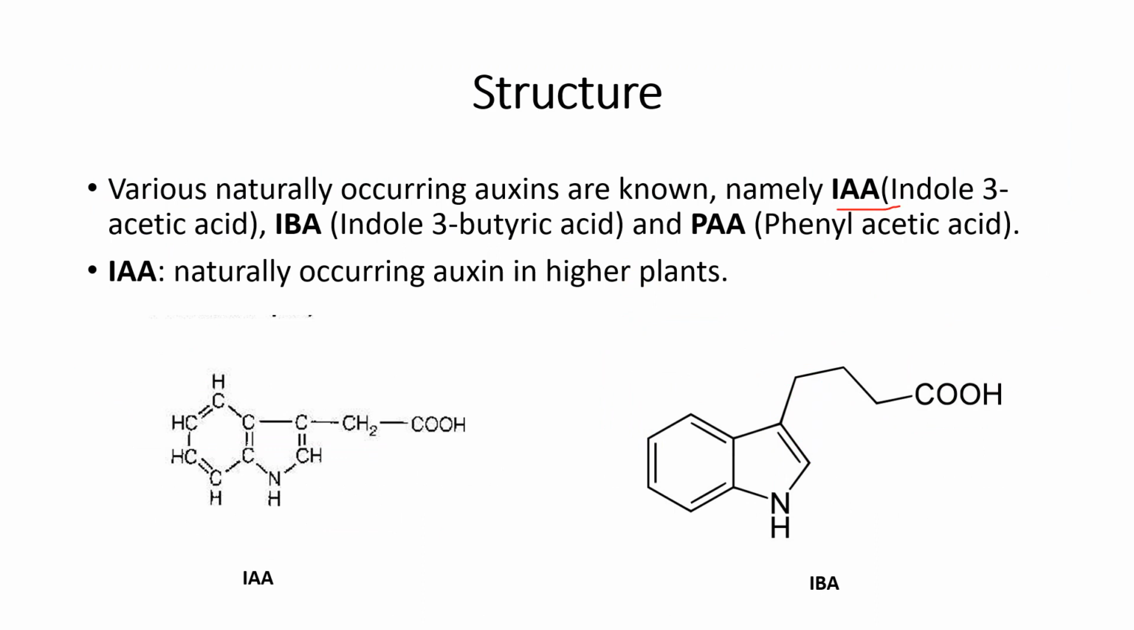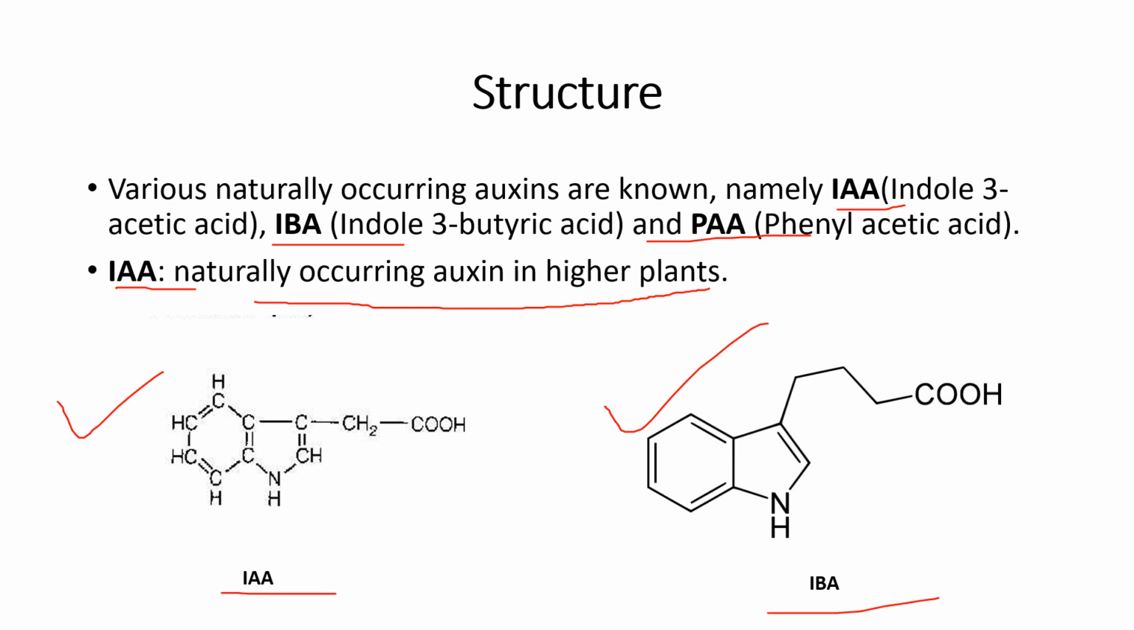As I have already told, there are various naturally occurring auxins, and the three written here are the naturally occurring auxins, and IAA is the naturally occurring auxin in the higher plants. So these are the structures of two naturally occurring auxins. The only common feature shared by these compounds is an unsaturated aromatic ring structure, and a carboxyl side chain that is depicted in both IAA and IBA. This was all about the structure of the auxin.